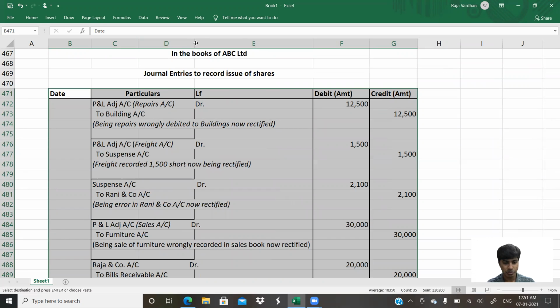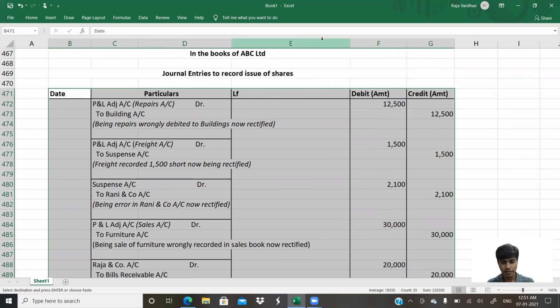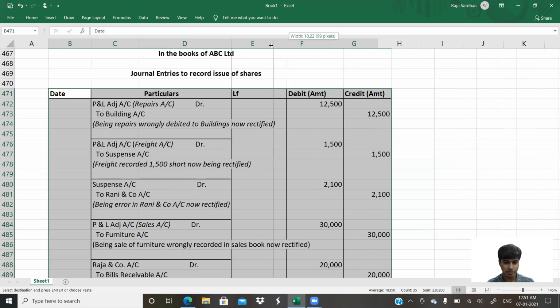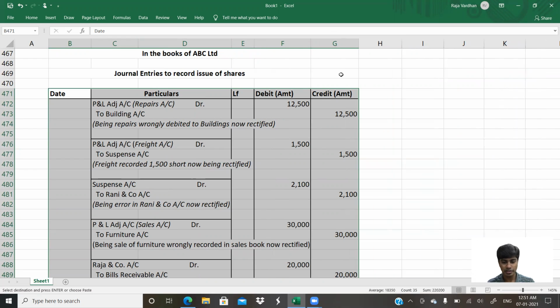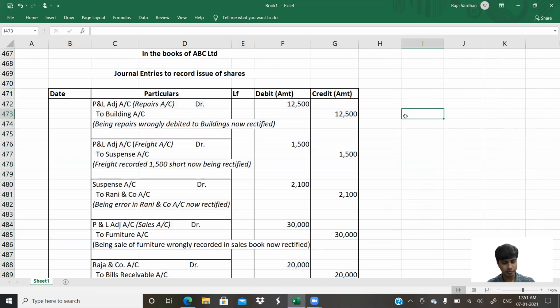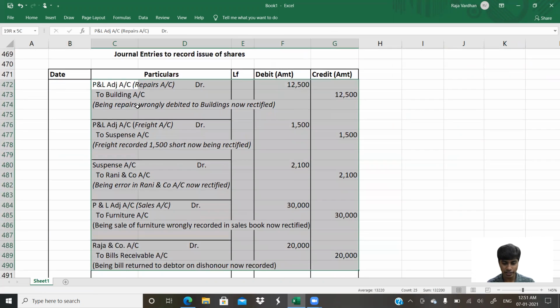Particulars has become too small. Make it big. Ledger folio is too big, sir. Reduce it further. Make it really small. Yeah, then we have debit amount, credit amount. Sir, what is this? I'll correct it. I'll delete this and then put the correct entries.